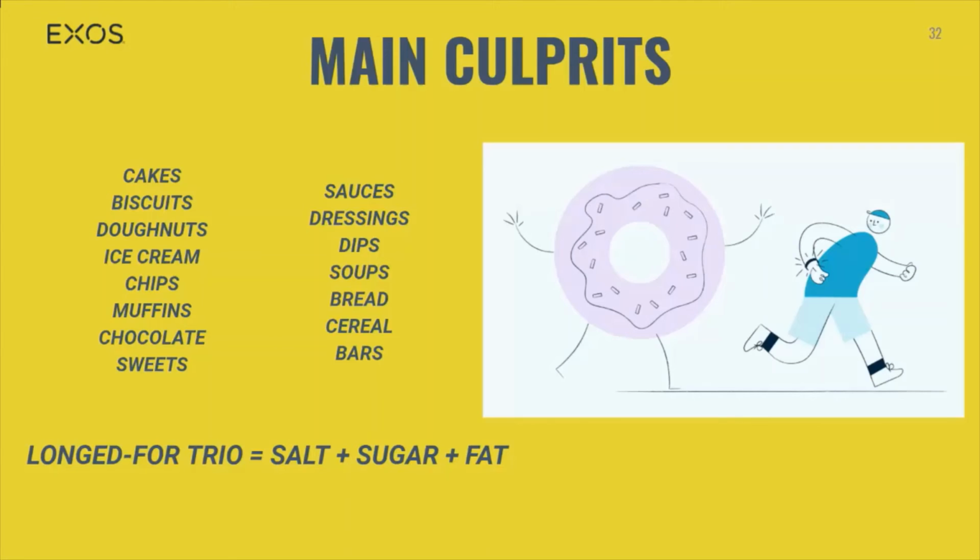That's another main building point of bliss point foods: salt and sugar and fat. And we're going to find that in sauces, in our dressings, in our dips, and soups, and bread, and cereal, and bars. And the list could go on and on. That's going to be that longed for trio. That's what keeps us coming back for more.